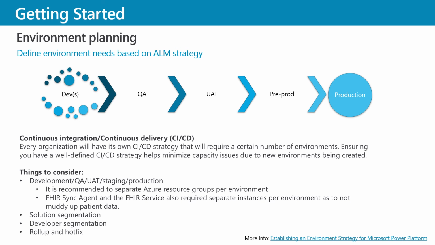Environment planning. Define environment needs based on your ALM strategy. Environment planning is extremely important when you start determining your storage needs. Most customers create environments on the fly, not thinking of the impact that it has on their storage entitlements. Doing so creates opportunities for them to go over their entitlements, which will cause them to face enforcement. These enforcements could limit their ability to deliver on their CI/CD strategy. As such, environment planning should be defined based on your ALM requirements.